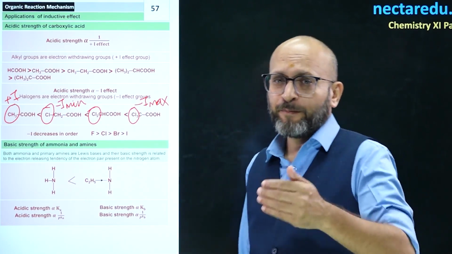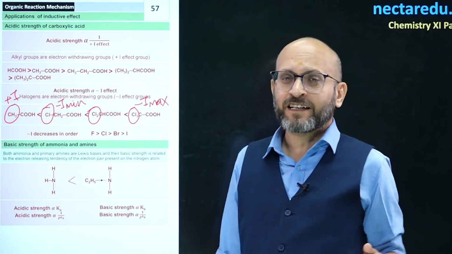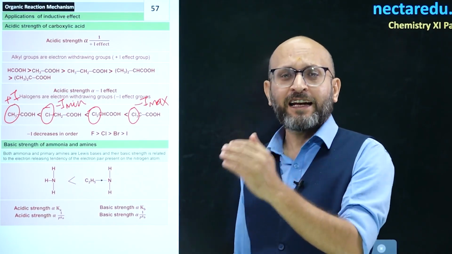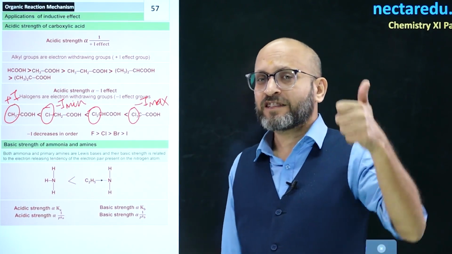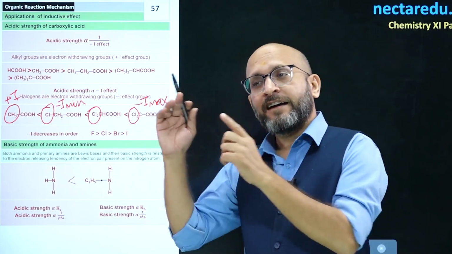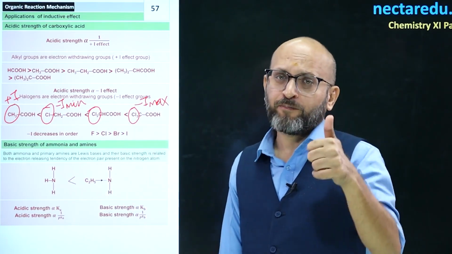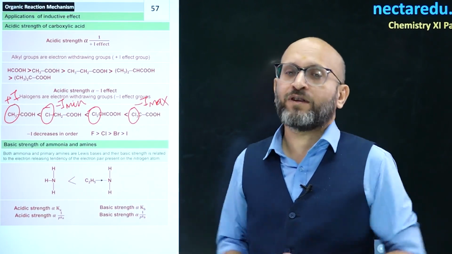And if you have multiple halogens, fluorine will have the maximum minus I, then chlorine, then bromine, then iodine. So maximum minus I is for fluorine. So if you have trifluoroacetic acid and trichloroacetic acid, trifluoroacetic acid will always be more acidic than trichloroacetic acid.